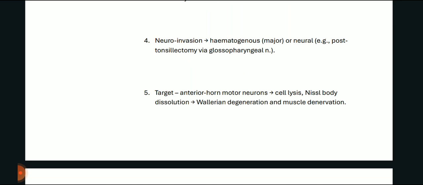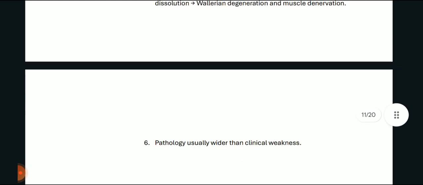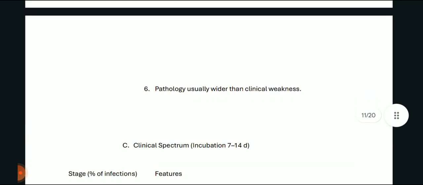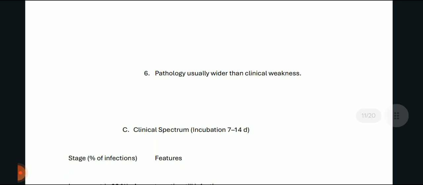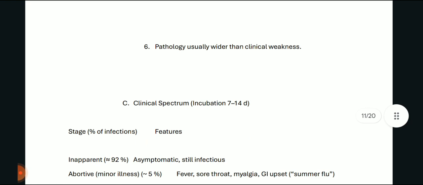Next up, it targets the anterior horn motor neurons, which will cause cell lysis and cell body dissolution. Wallerian degeneration and muscle denervation will be there. And finally, it results in pathology usually wider than only weakness.